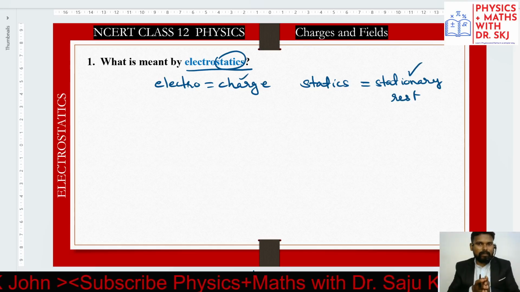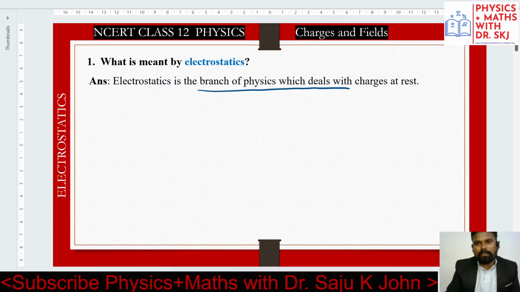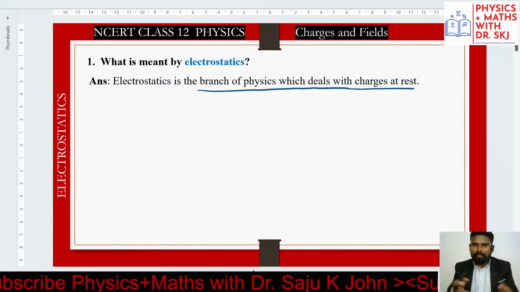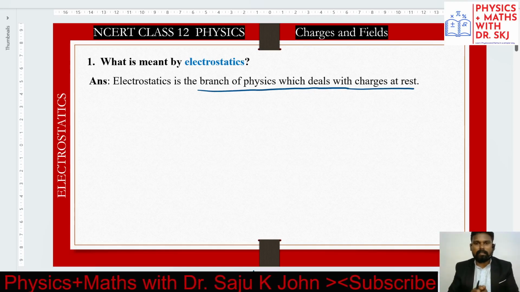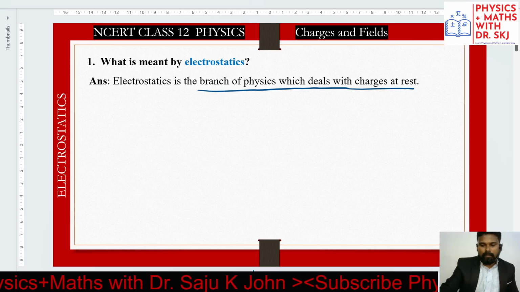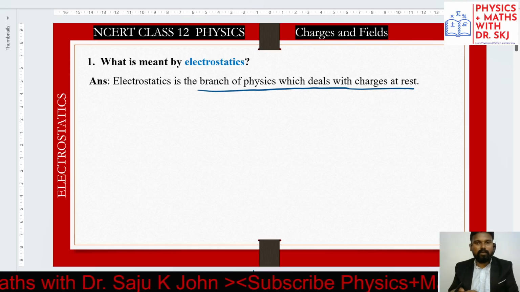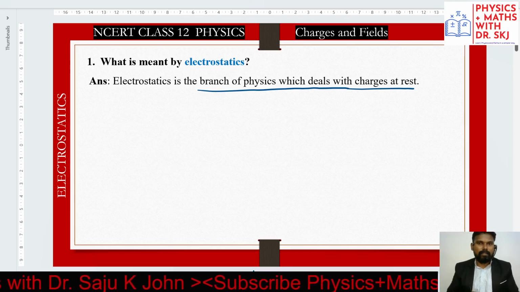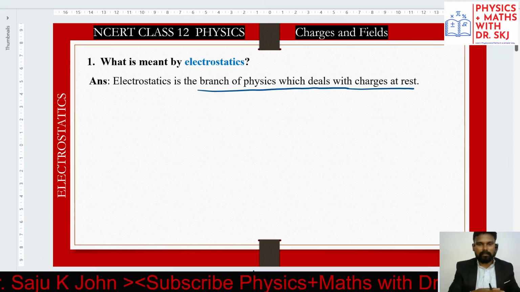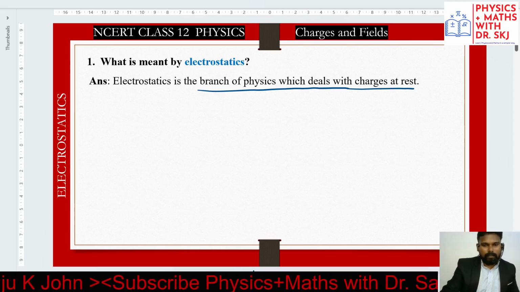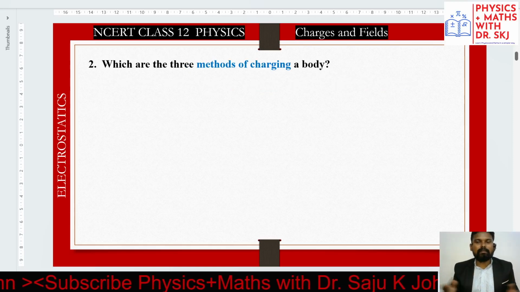So what is electrostatics? It's a branch of physics which deals with the charges at rest. So you got the definition of electrostatics. Electrostatics is a branch of physics which deals with the charges at rest. When the charges are moving, we have another branch which is called current electricity. This is the static part of electricity, which is called electrostatics.